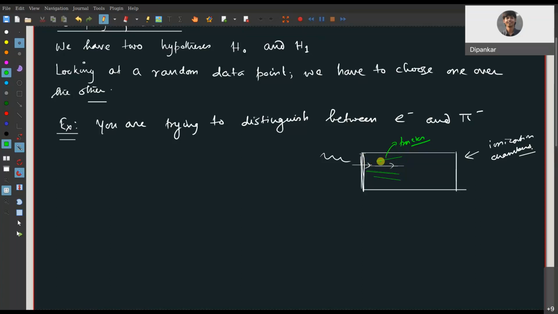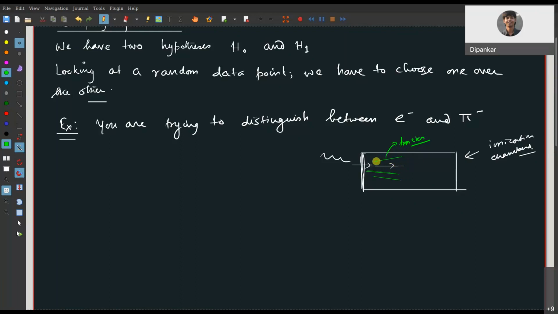The point is that both electron and pion can leave such track lengths. So once you see this track length, you do not know whether it's an electron or a pion. After seeing a lot of events, you see how electrons and pions behave, and how their track lengths are statistically distributed. Then you make a decision on a new observation.